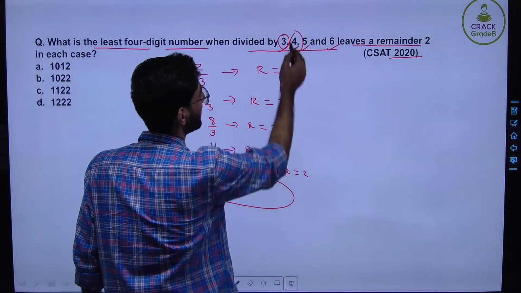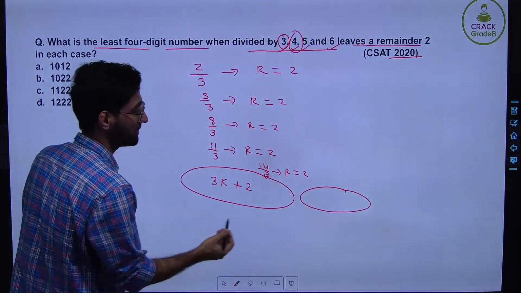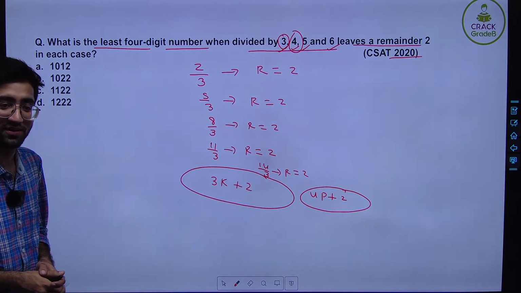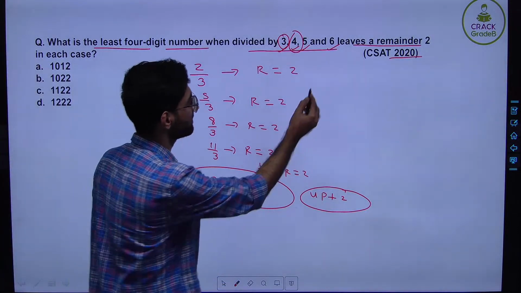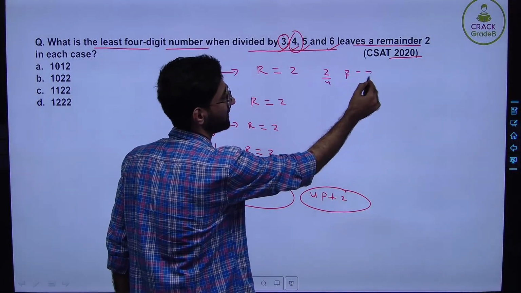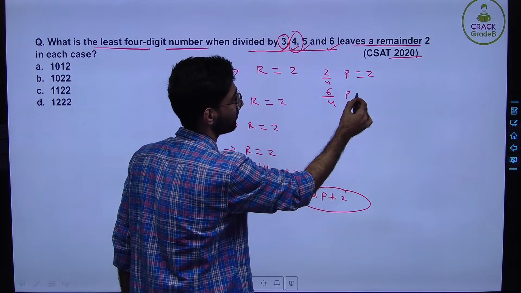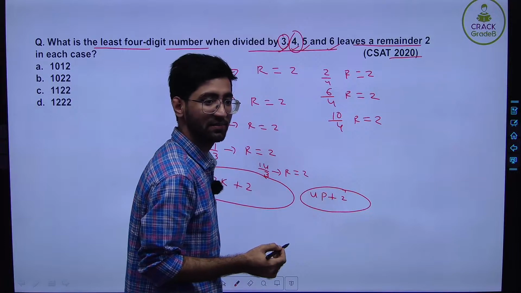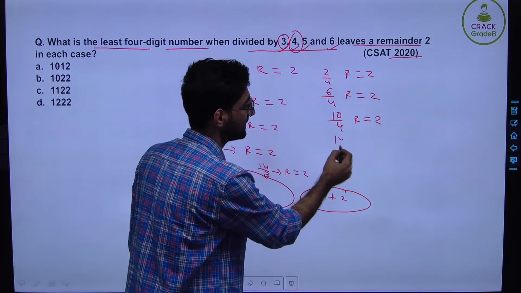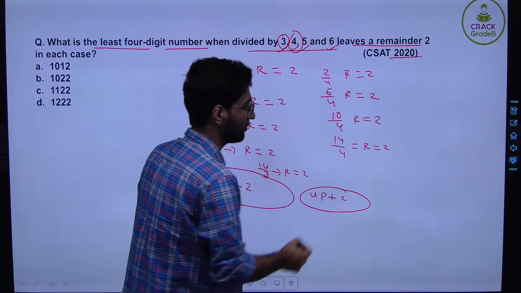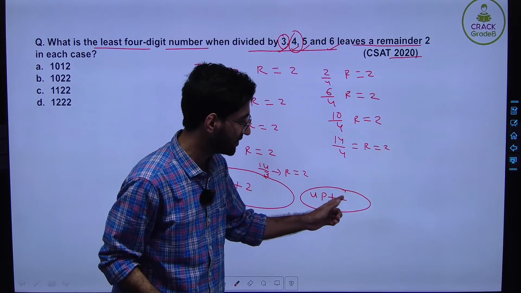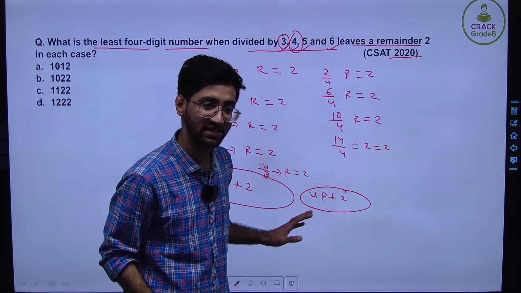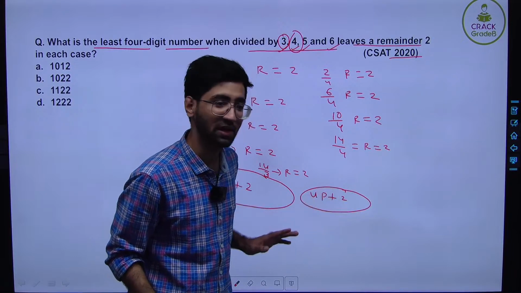Similarly, if you divide some number by 4, it means this number will also be of the form 4p plus 2. See, if you divide 2 by 4, remainder will be equal to 2. If you divide 6 by 4, remainder will be equal to 2. If you divide 10 by 4, the remainder will be equal to 2, right? If you divide 14 by 4, the remainder will be equal to 2. So basically, if the value of p is 0, the total value is 2. If p is 1, the total value is 6. If p is 2, the total value is 10.